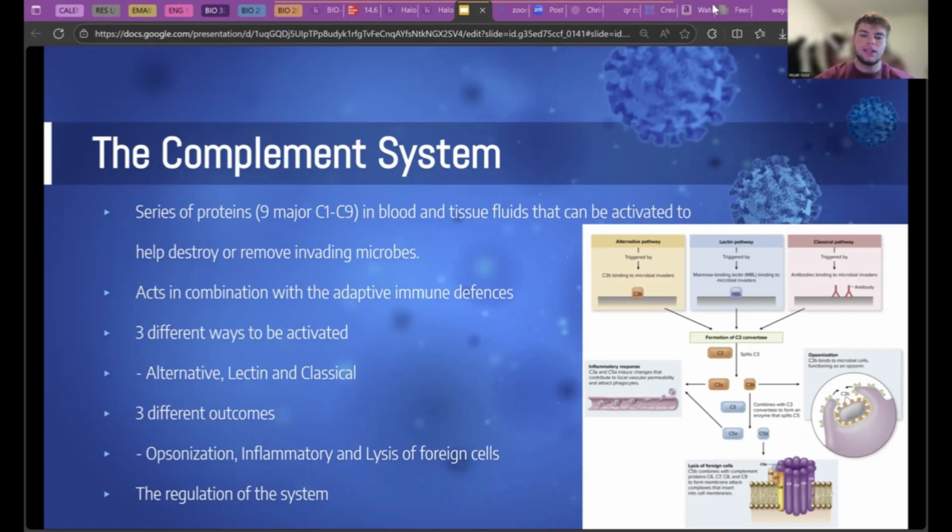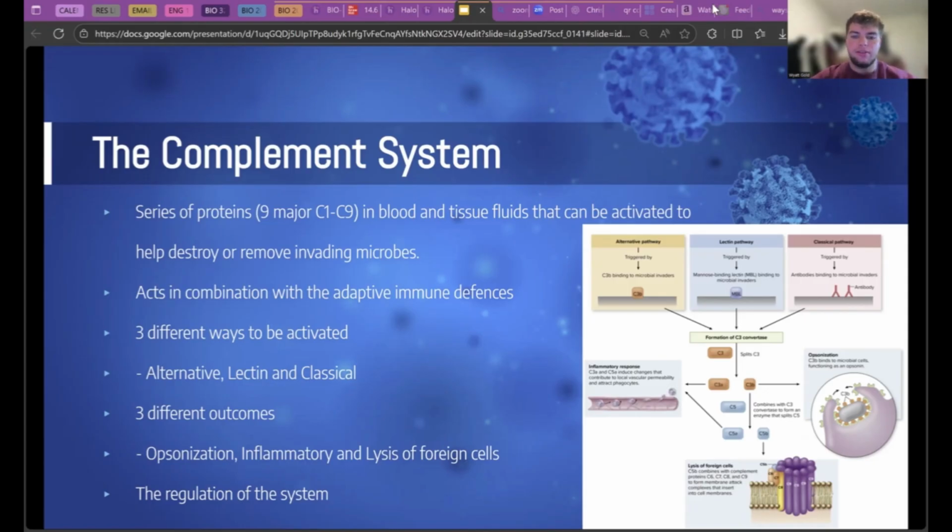The first outcome is opsonization, which occurs when excess C3b binds to bacteria. The C3b protein binding to the bacteria allows the bacteria to be opsonized, meaning it's being prepared to eat, which allows the bacteria to be phagocytized a lot easier and actually be taken out of the body.